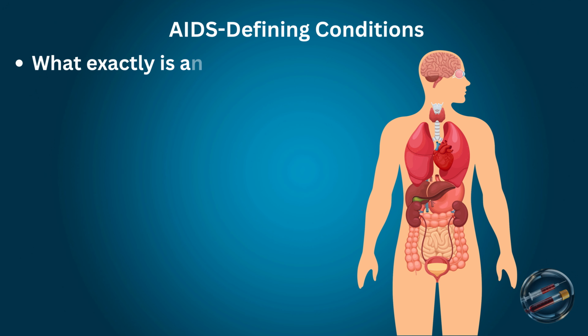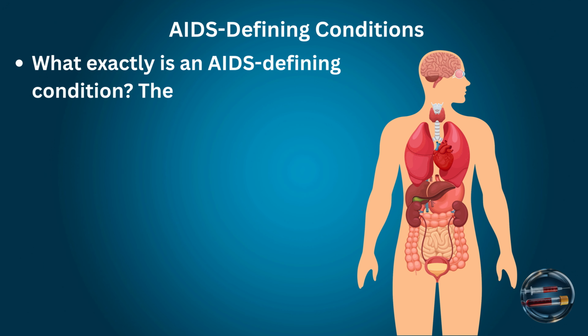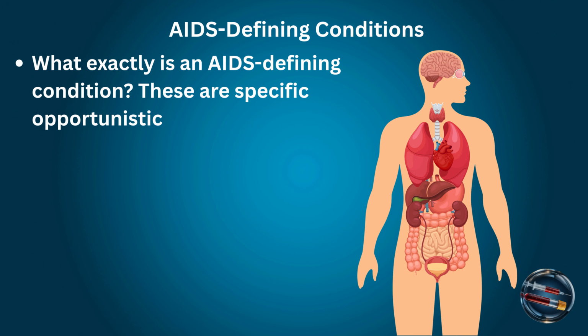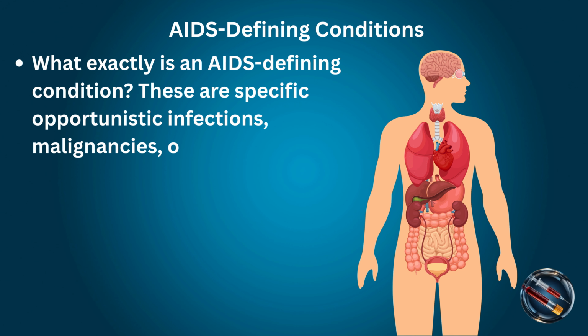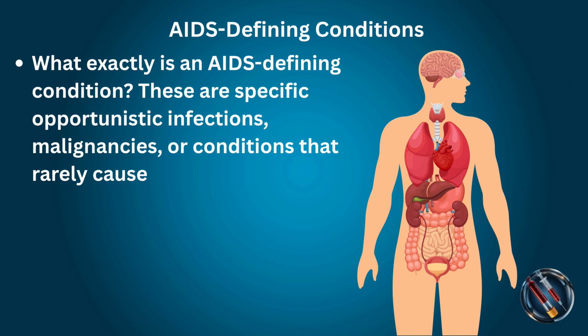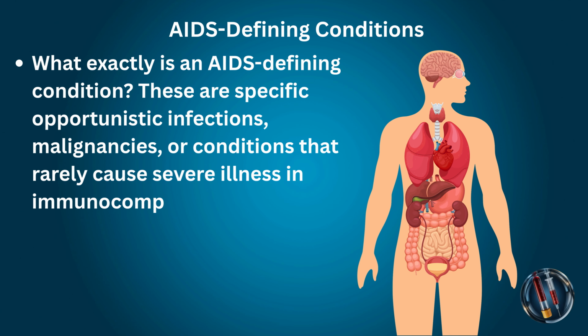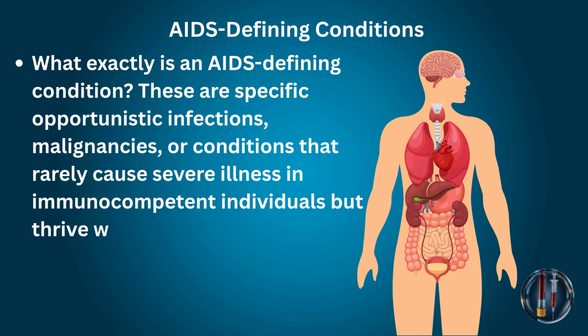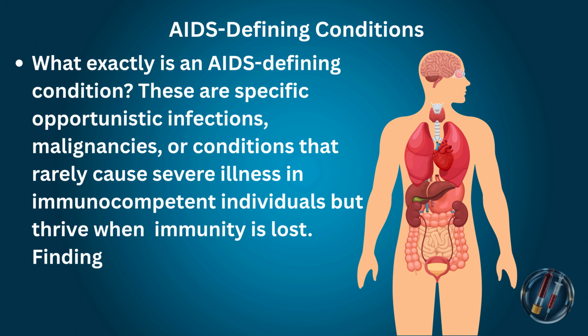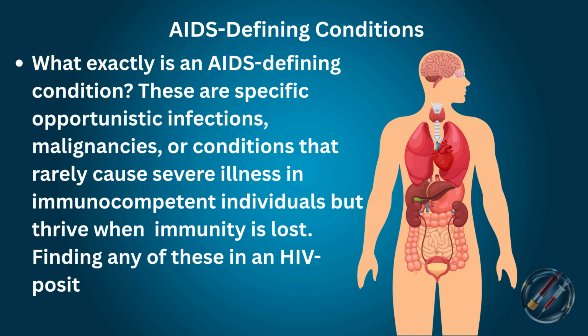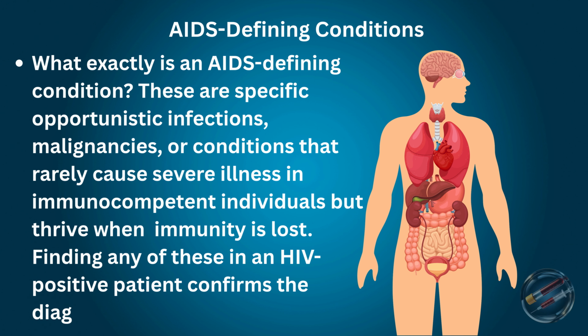What exactly is an AIDS-defining condition? These are specific opportunistic infections, malignancies, or conditions that rarely cause severe illness in immunocompetent individuals, but thrive when CD4 positive immunity is lost. Finding any of these in an HIV positive patient confirms the diagnosis of AIDS.